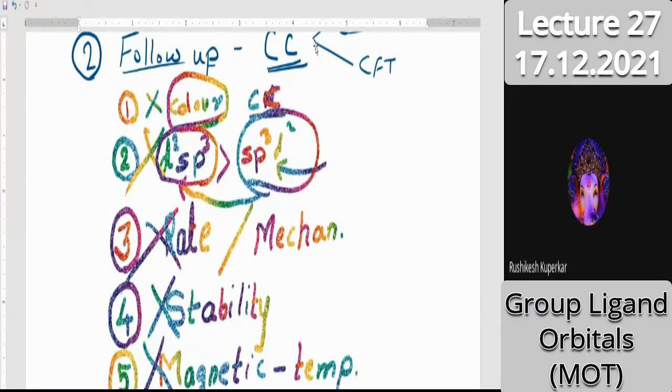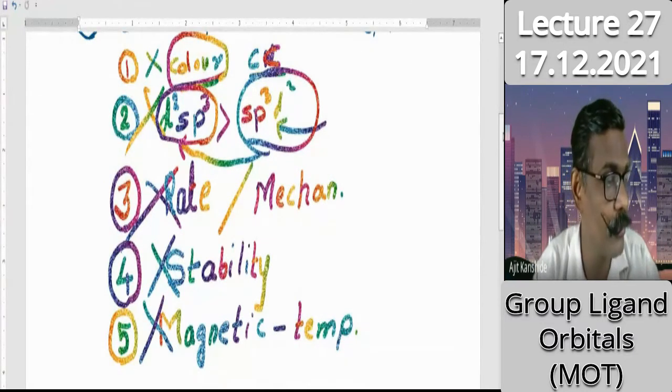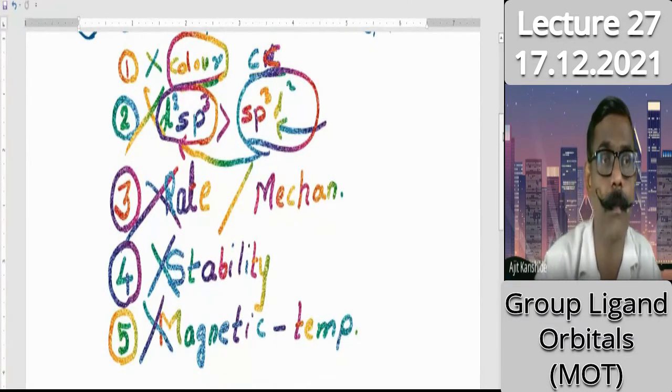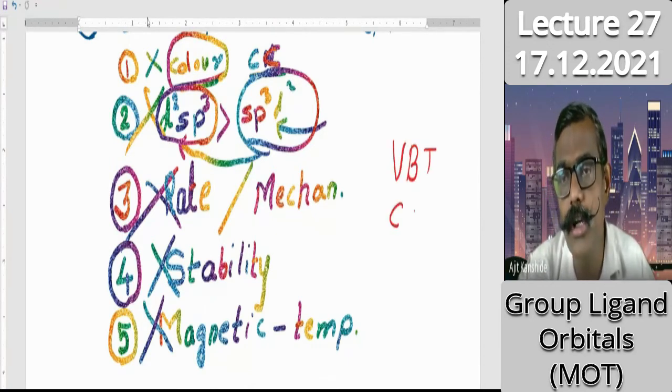Further: this theory did not give perfect bond angles of molecules like H2O, CO2 and ammonia. Okay, see, valence bond theory, of course, you are right, but we are talking about the VBT which is applied to coordination compounds.